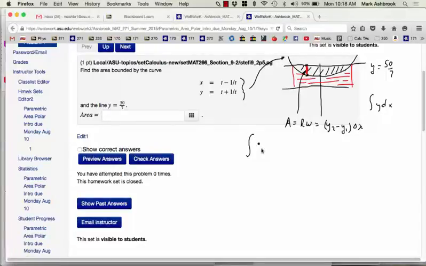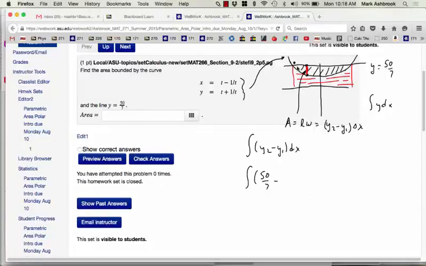We want to integrate y2 minus y1 dx, but we have parametric equations, so we've got to change this whole thing into t. We want the whole thing into t. So what is y2? What is y2? That's just this y coordinate up here, so it's 5/7ths.